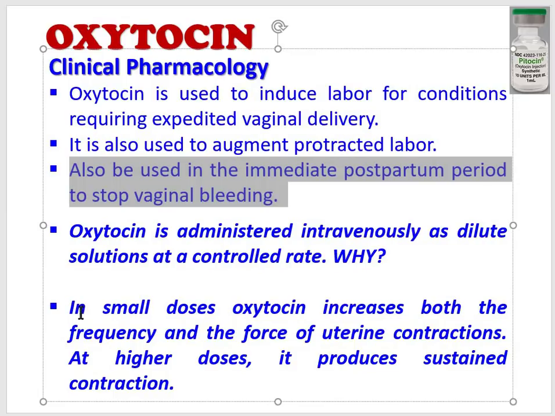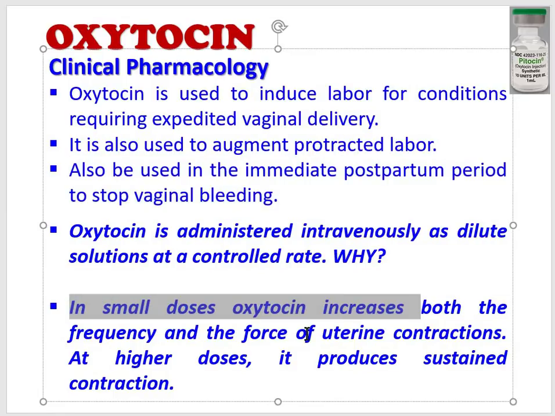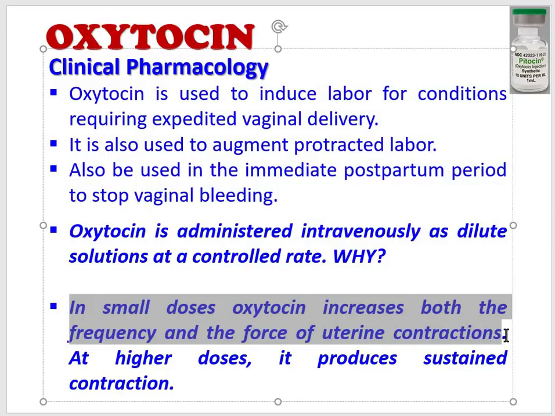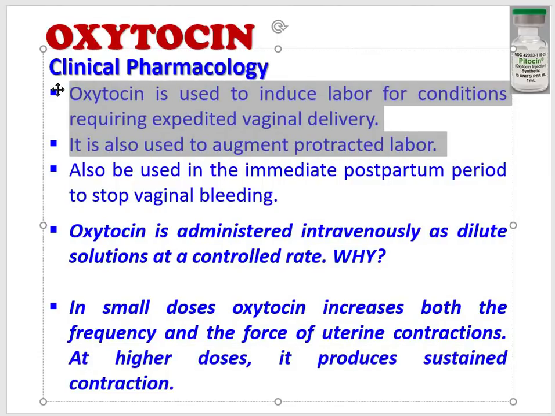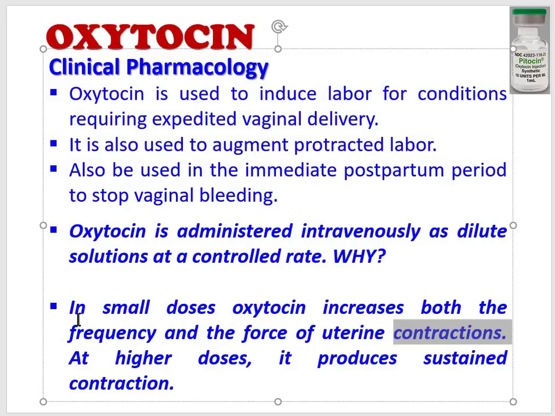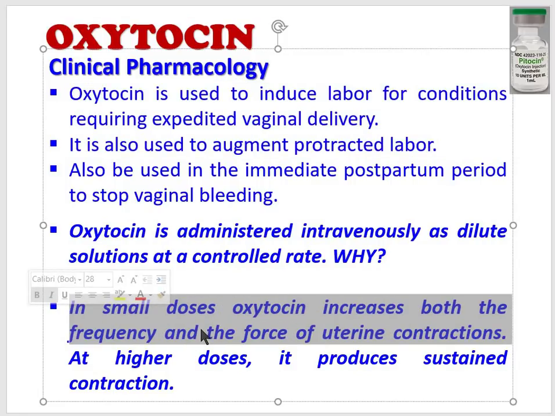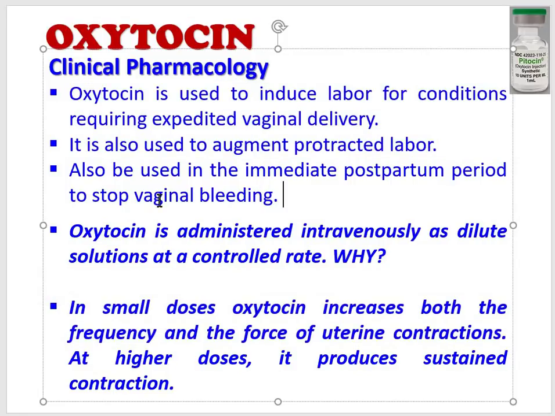So this is important that in small doses, oxytocin increases both the frequency and force of uterine contraction. But at higher doses, it produces sustained contraction. So for these two things, what do you need? Sustained contraction, or the frequency and the force of uterine contraction? In case of delivery, you definitely want this, so for this, you need small doses. And if you really want to stop vaginal bleeding, then you need higher doses.